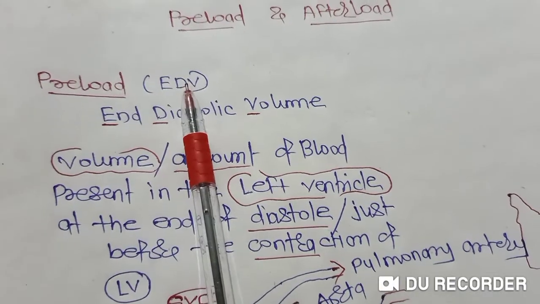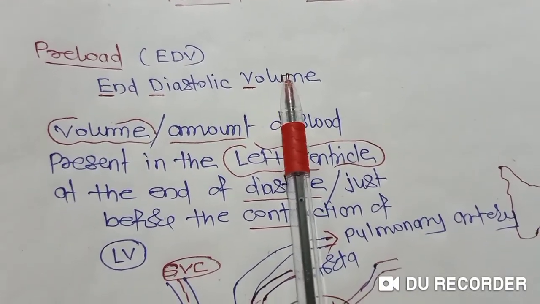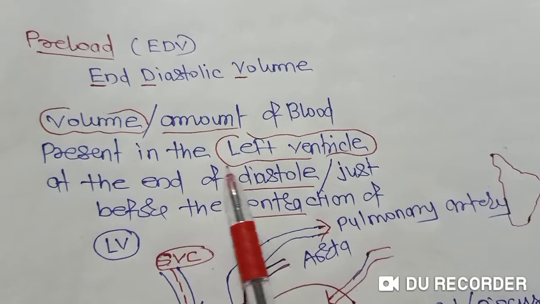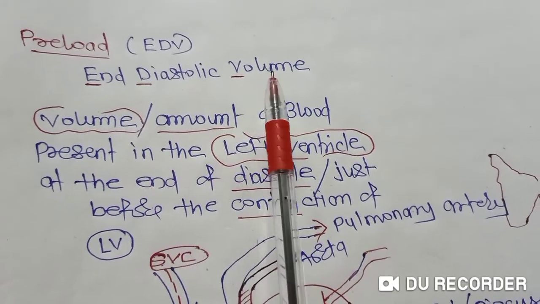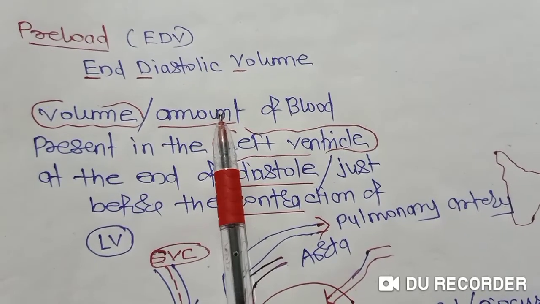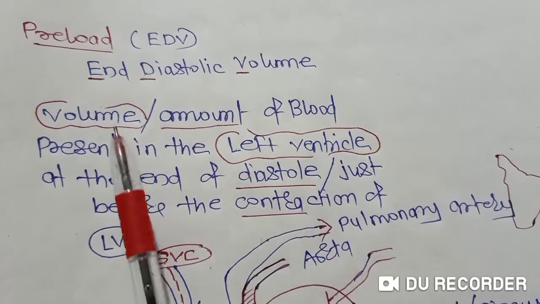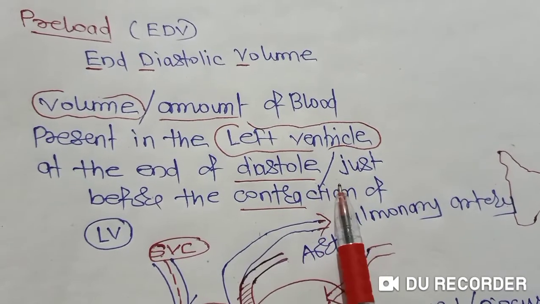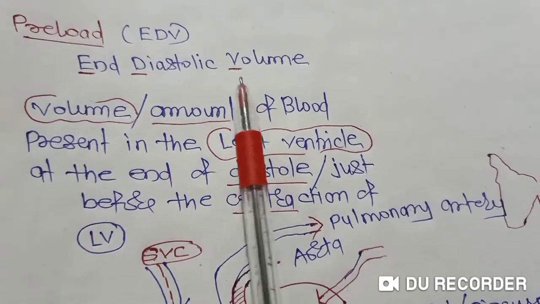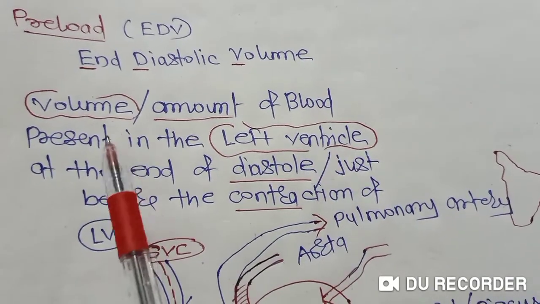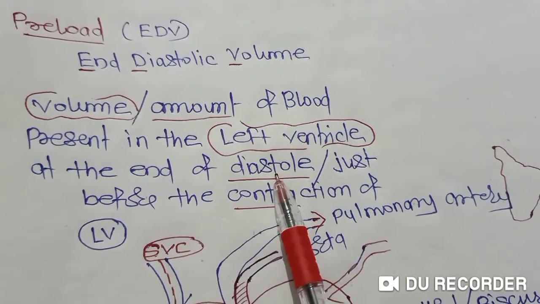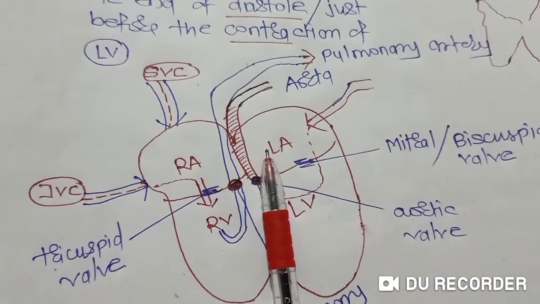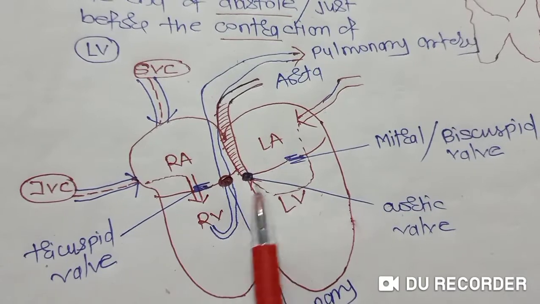What is preload? Preload is the end diastolic volume, or we can say it's a volume of blood present in the left ventricle at the end of diastole. What is end diastolic volume? It's a volume or amount of blood present in the left ventricle at the end of diastole or just before the contraction of the left ventricle. For that, we should understand the circulation in the heart, how the blood circulates.